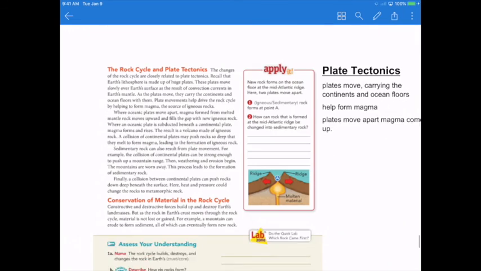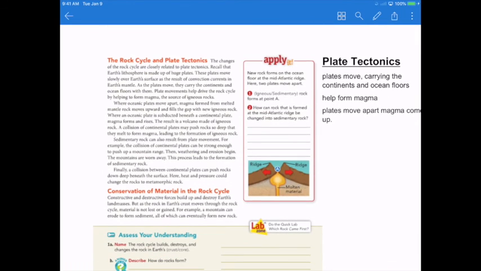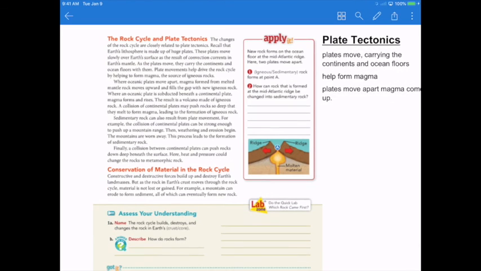And that's important for the rock cycle, because if you have metamorphic rock and it gets pushed down, it could start melting, and then it could come up as igneous rock. Okay, so that's about it, boys and girls.